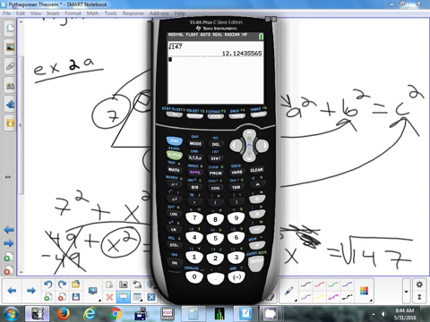12 point what? Yeah, it would round down because the next number is a 4. 12.12. Exactly.